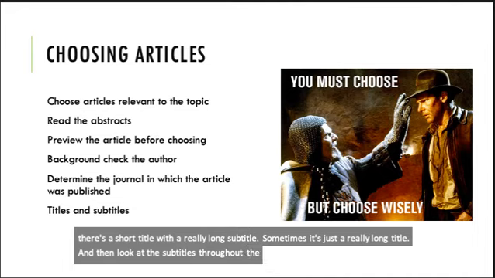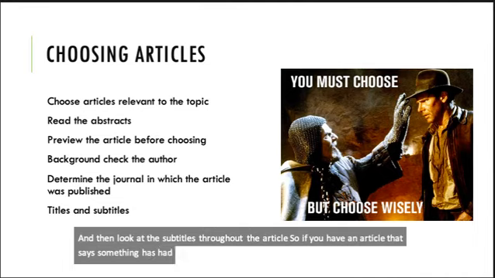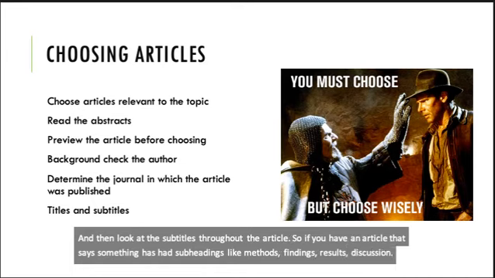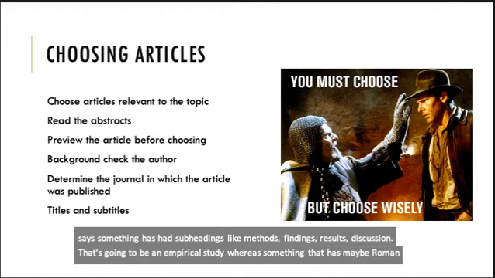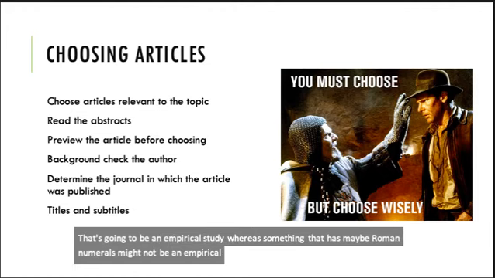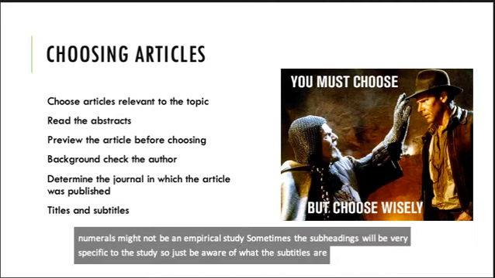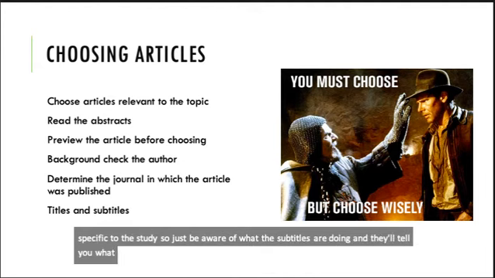So if you have an article that has subheadings like methods, findings, results, discussion, that's going to be an empirical study, whereas something that has maybe Roman numerals might not be an empirical study. Sometimes the subheadings will be very specific to the study. So just be aware of what the subtitles are doing, and they'll tell you what kind of article you're looking at.